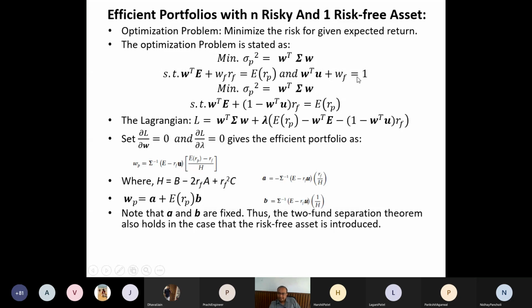Okay, so we now have the restriction: the total weights is equal to 1. So W transpose U. Earlier it was only W transpose U equal to 1. Now I add one more weight, WF, which is the weight of the risk-free security, and this total should be equal to 1. And the expected return is specified as ERP, considering this weight of my risk-free security as well as the risk-free rate. So W transpose into the expectation vector, which is the expectation from security 1 to security n, plus WF RF, should be equal to ERP.